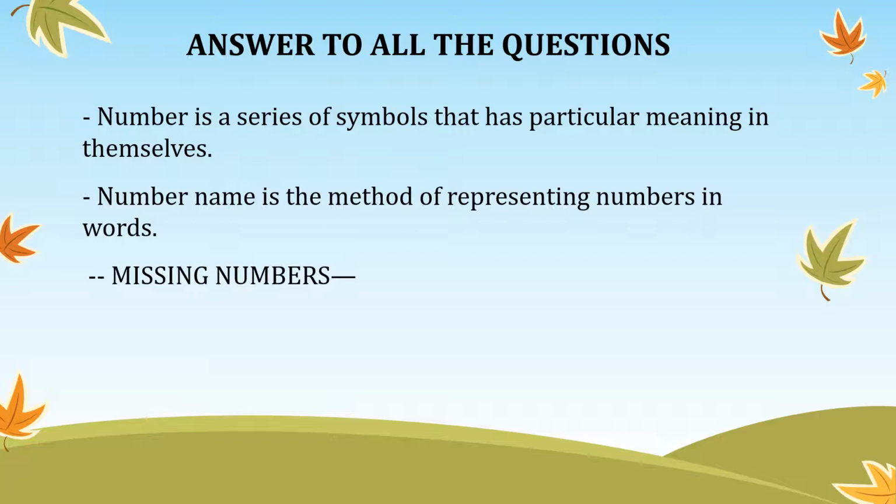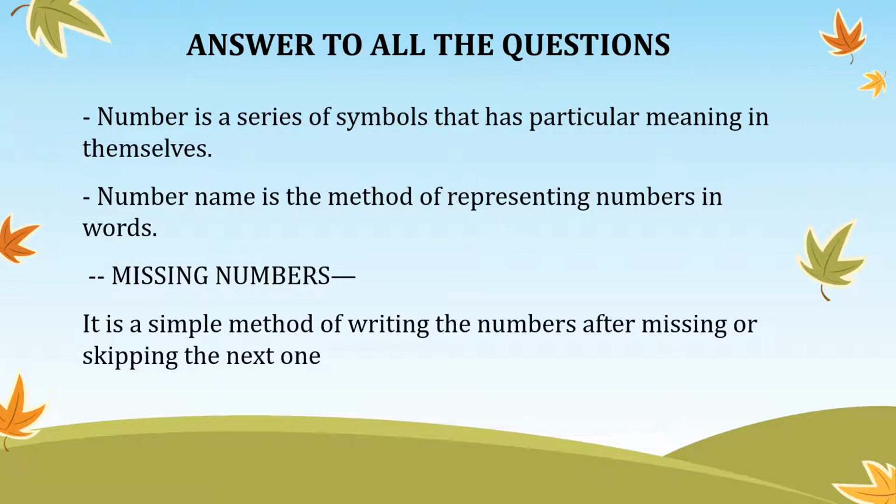Missing means खो जाना. The one which you cannot find, okay, so you have to find one, or the one which is being missed from the series, or it is not there in the whole part, it is a missing number. It is a simple method of writing the numbers after missing or skipping the next one. Means ये एक ऐसा मेथड है जिसमें हम एक एक चीज को मिस करते हैं, एक एक नंबर को मिस करते हैं, या फिर हम we can also say it like we skip one number. It is a simple method.